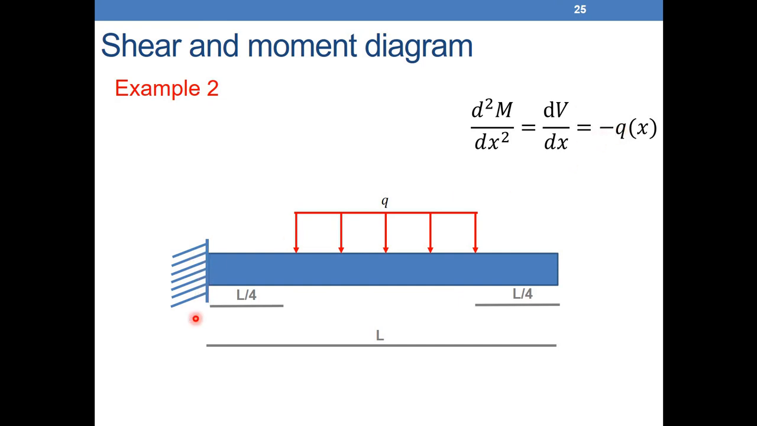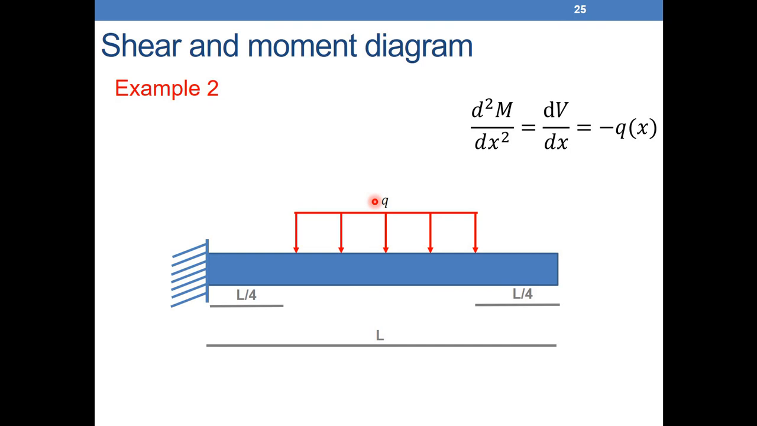Let's take this example. We have an embedded beam. Between 0 and L over 4 we don't have any load, and between 3L over 4 and L we don't have any load. But between L over 4 and 3L over 4, we have a constant distributed load Q. Our objective is to find the shear force diagram and the bending moment diagram using the graphical method.